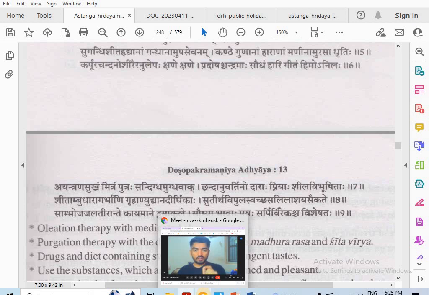Next we have Chandanu Vartinaha Dara Priya Sila Vibhusita. In this 7th sloka, second part, they are talking about wife. Now, it doesn't mean that if a person is a lady, then she should have a husband also in a similar fashion. Which type of wife? Then they say here Chandanu Vartinaha Daraha. So, Dara is actually wife. Having the company of a wife who is Chandanuvartina. What does Chandanuvartina mean? Who is very obedient. Chandanuvartina means obedient, right? Then Priyaha.